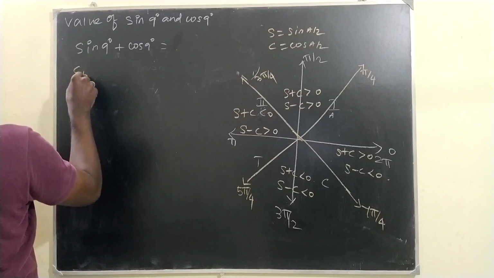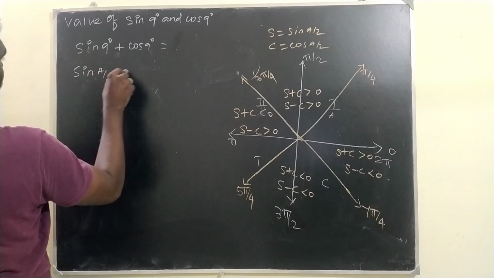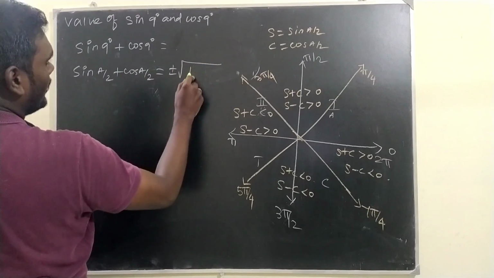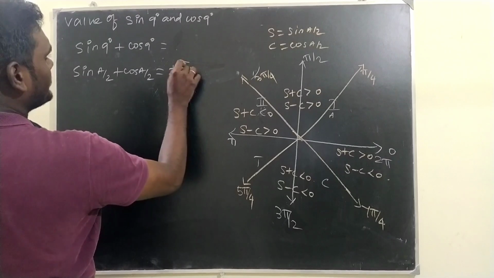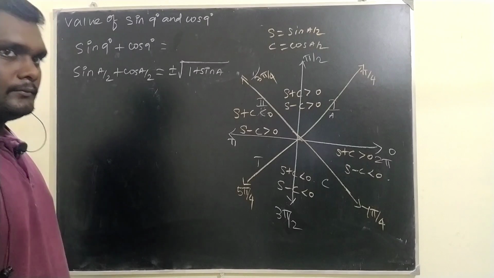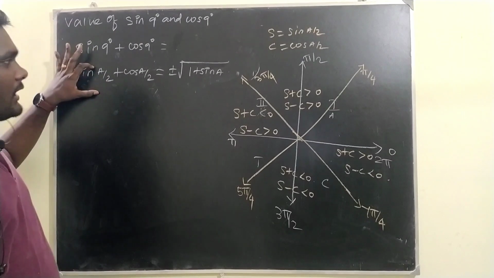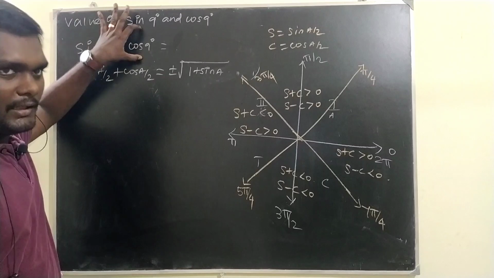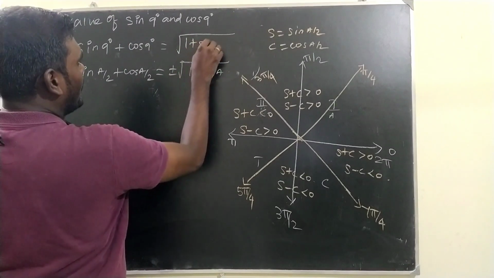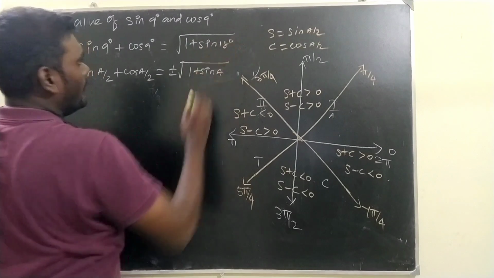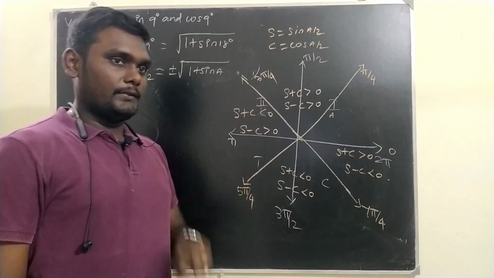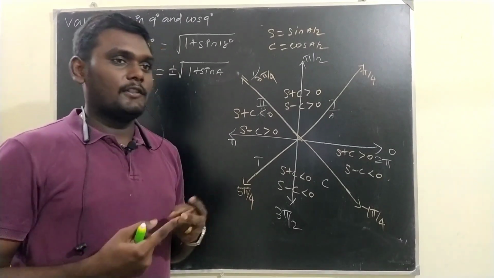Like sin A by 2 plus cos A by 2 equals plus or minus root of 1 plus sin A, right? Is it or not? So this expression I am going to make as sin 9 degree plus cos 9 degree. Then here we will be having root of 1 plus sin 18 degree. The problem is plus or minus, two values. Either positive we should choose or negative we should choose.